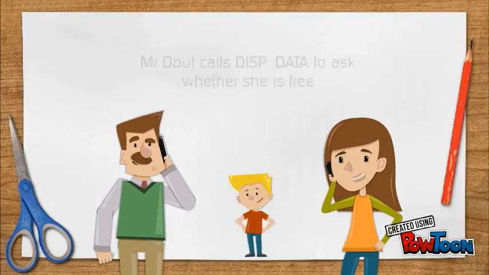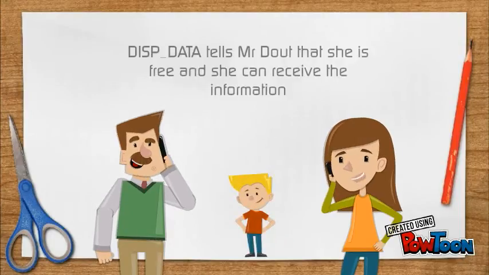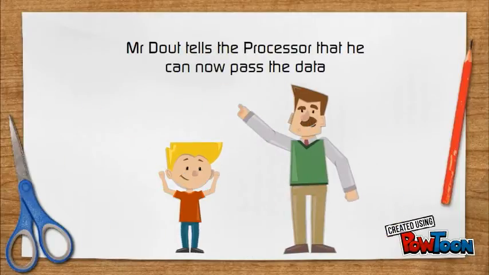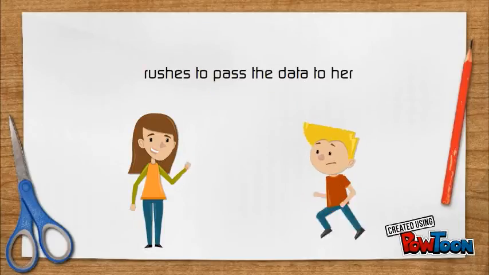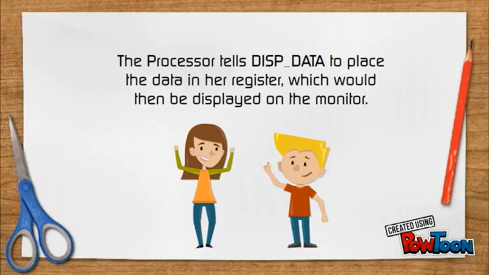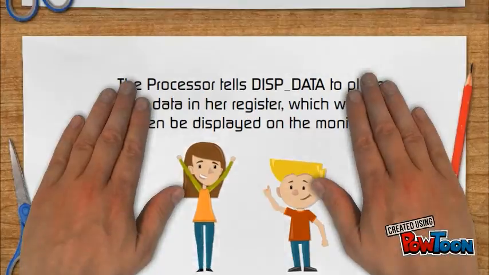Mr. Doubt calls display data to ask whether she is free. Display data tells Mr. Doubt that she is free and she can receive the information. Mr. Doubt tells the processor that he can now pass the data. The processor, after knowing that display data is free, rushes to pass the data to her. The processor tells display data to place the data in her register, which would then be displayed on the monitor.